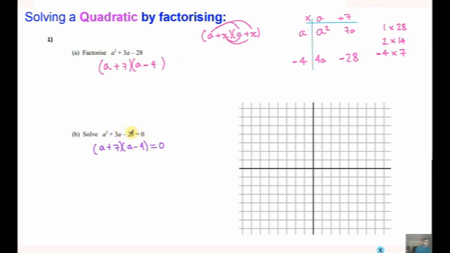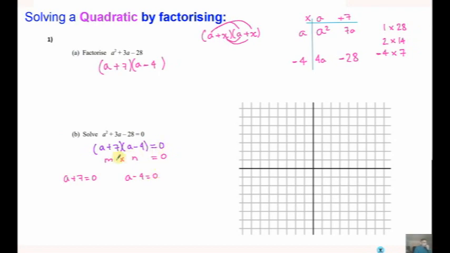Okay, because that has an interesting property. If two things, now here we've got two brackets, if I label this bracket A, in fact, let's use a different letter because we're using A. Let's call this bracket M and this bracket N. If they multiply together to give me 0, that means one of those has to equal 0. So that means that either A plus 7 is equal to 0 or A minus 4 is equal to 0.